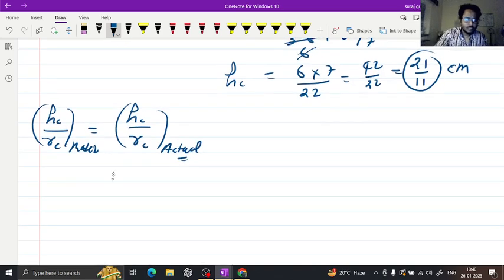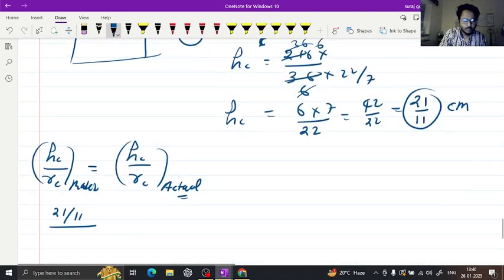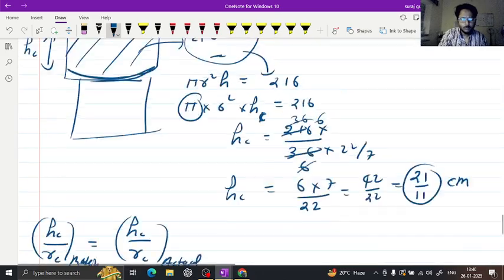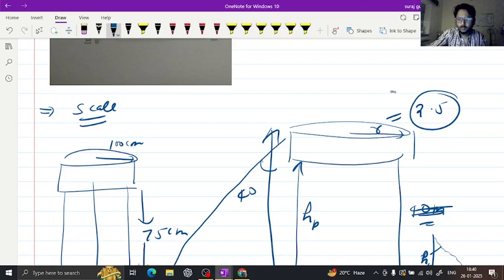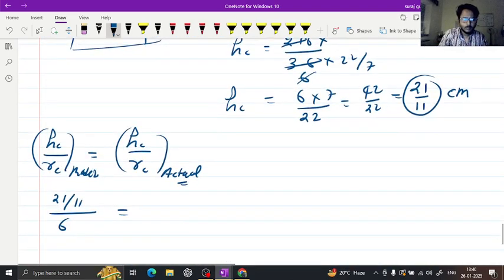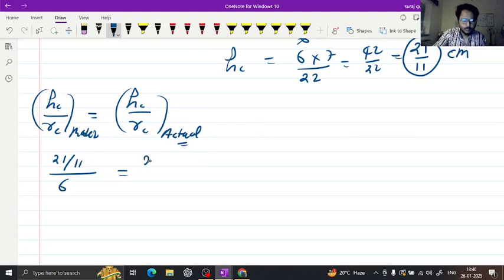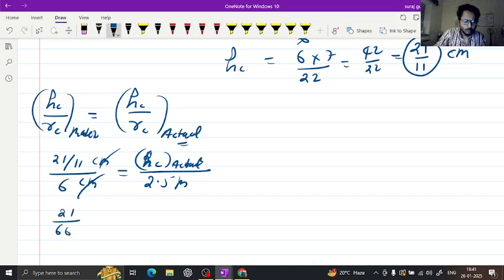ठीक है, तो hc की जगह पे मैं क्या रख दूंगा? 21 अपॉन 11. rc की जगह पे ये गिवन था, rc कितना है? 6. और यहाँ पे क्या दिया हुआ है? रेडियस कितना दिया हुआ था? 2.5 मीटर. सॉरी, एच सी निकालना है, हाइट ऑफ द कंटेनर, और ये एक्चुअल है, डिवाइडेड बाय आर सी इज 2.5 मीटर. ओके, ये मीटर में है, ये सब सेंटीमीटर में है, तो सेंटीमीटर सेंटीमीटर कट जाएगा. 21 अपॉन 66 इंटू 2.5, एंड दैट इज इक्वल्स टू एच सी ऑफ एक्चुअल कंटेनर.